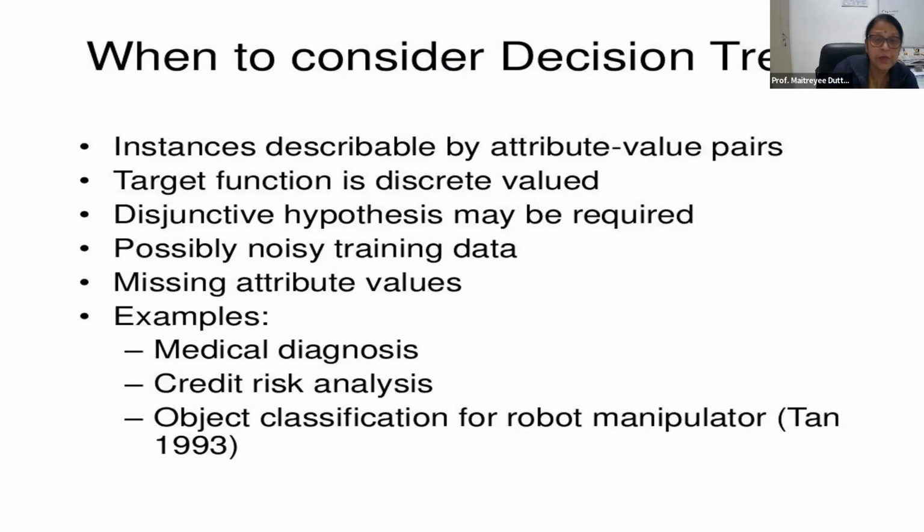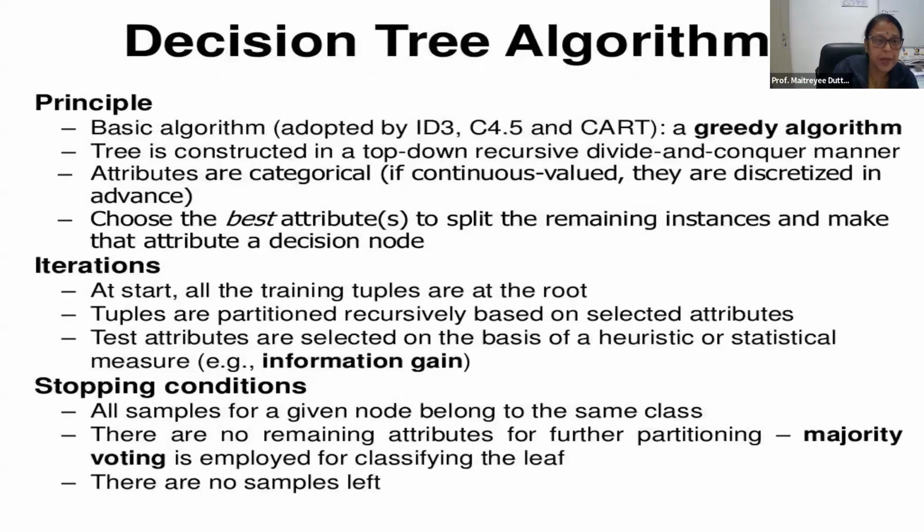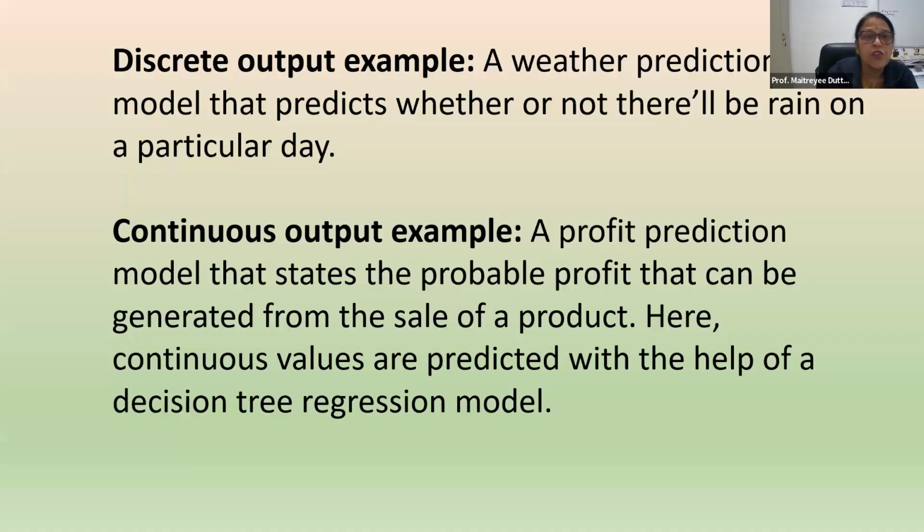For example, let me just tell you. Discrete example: a weather prediction model that predicts whether or not there will be rain on a particular day. So this is discrete, right? Yes or no. Whether there will be rain, yes, or there will not be rain, no, right? That may be one example that we can use for the decision.